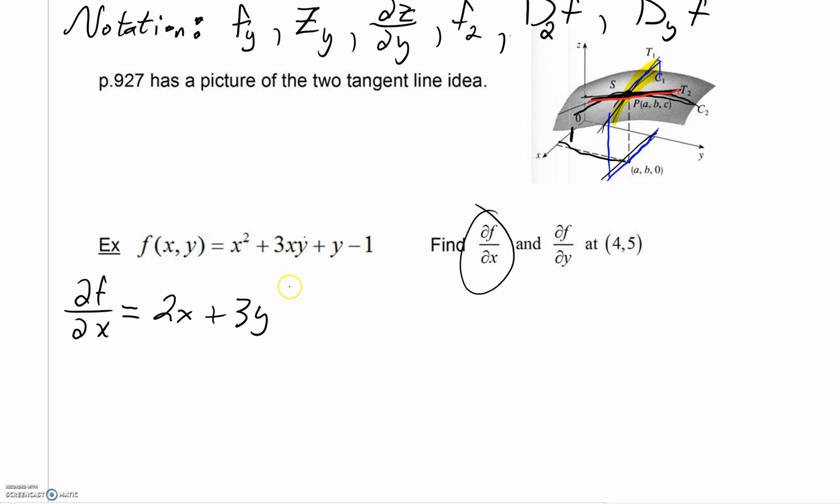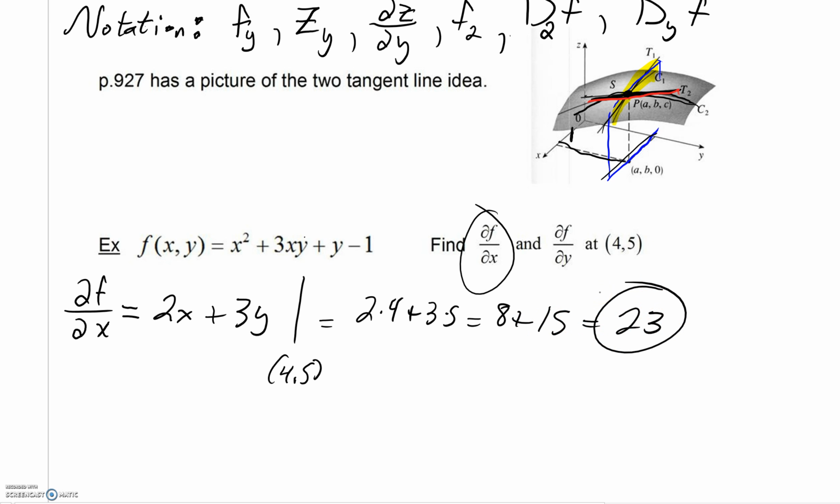And they'd say, no, wait a minute. I've got to plug in 4, 5. Well, what's going to happen? That's 2 times 4 plus 3 times 5. That's 8 plus 15, and that's 23. Kids might say, well, what exactly did you just find? That was like that yellow tangent line in that picture up above. That's the slope of it, right? That's another way to look at it.